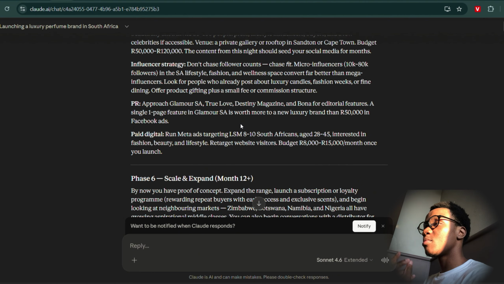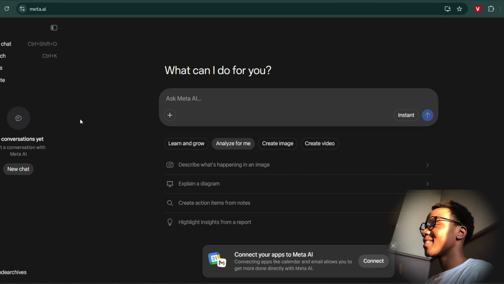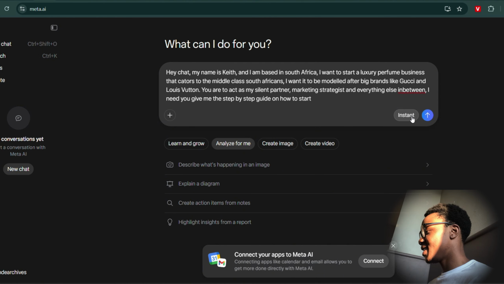I have a few honorable mentions here. I'm going to give 3 honorable mentions for the AI. For honorable mention number 1, we have Meta AI. I've never used this AI before. I literally saw it yesterday when I was doing my usage and stuff. Let's try it out. I'm going to give it the same prompt again. Instant thinking, let's say thinking, because I wanted it to think just a little bit.